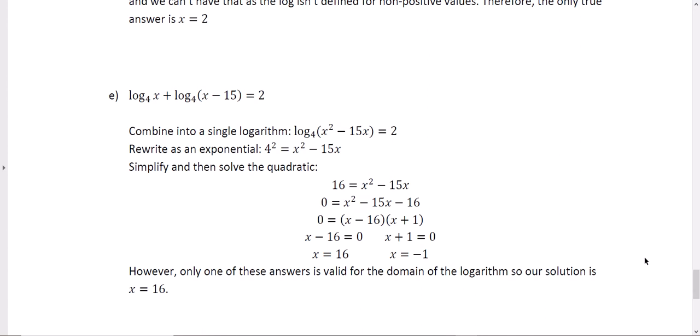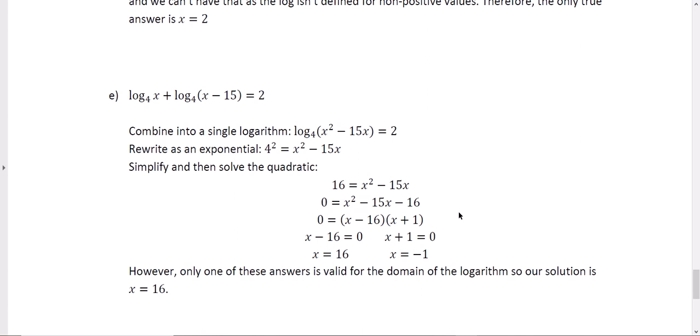Two things that multiply to be 16. They're opposite in sign because the 16 is negative. They're different by 15. So I'm thinking 16 and 1. And since the 15 is negative, the bigger number has to be negative. So we have x minus 16 times x plus 1. X minus 16 equals 0 tells us that x equals 16. And x plus 1 equals 0 tells us x equals negative 1.